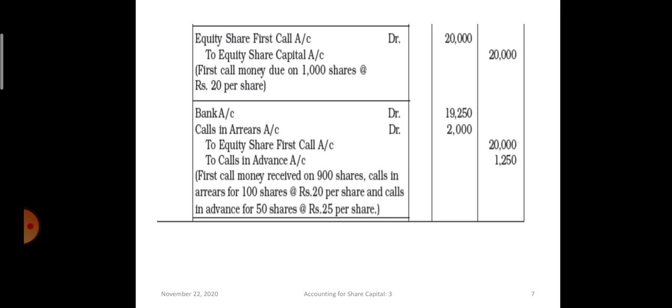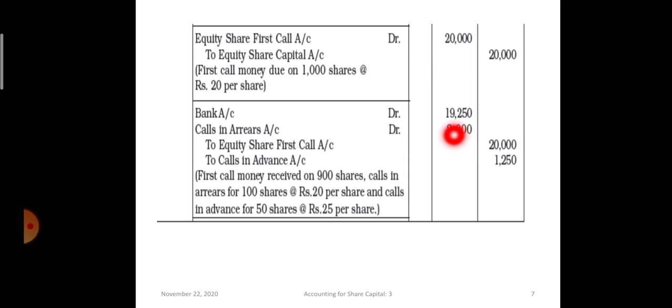Now the first call is made due. Equity share first call to equity share capital 20,000 rupees. 1000 into 20, 20,000 rupees. Now what the question was saying, that on 100 shares the first call money is not received. So 100 into 20, 2000 rupees will be debited to calls in arrear account. Equity share first call is 20,000 rupees.